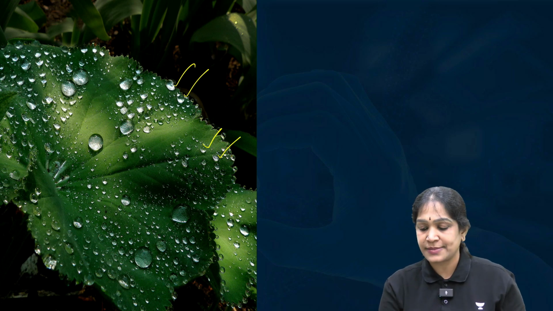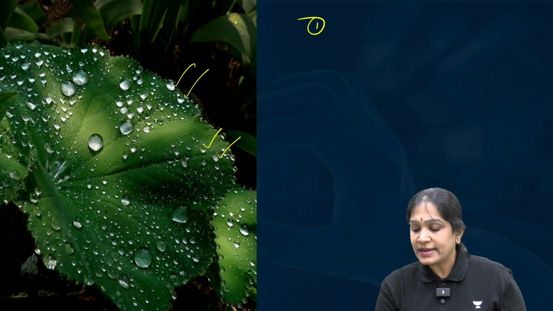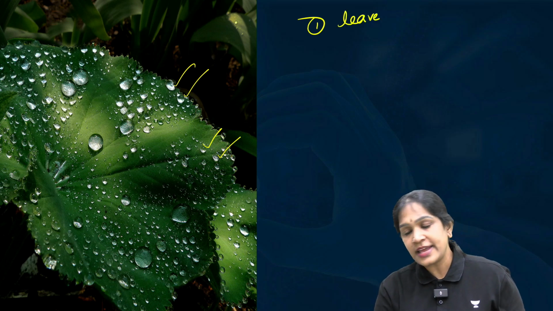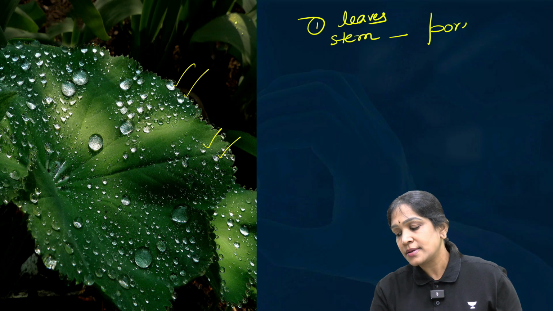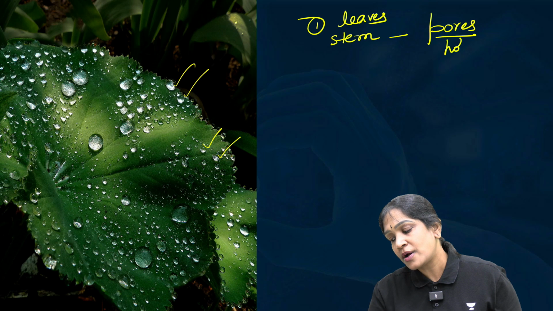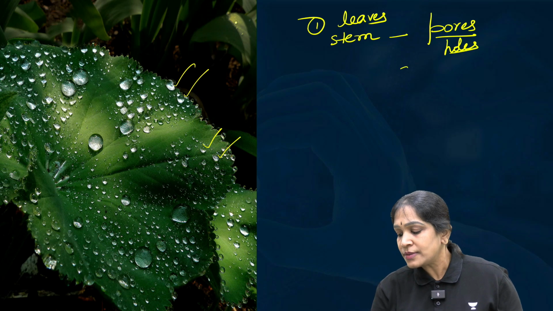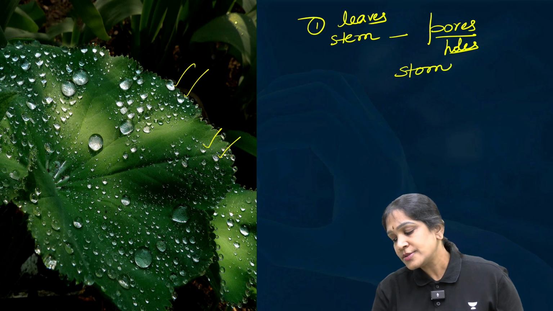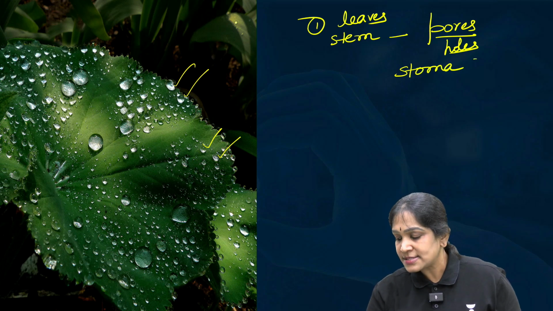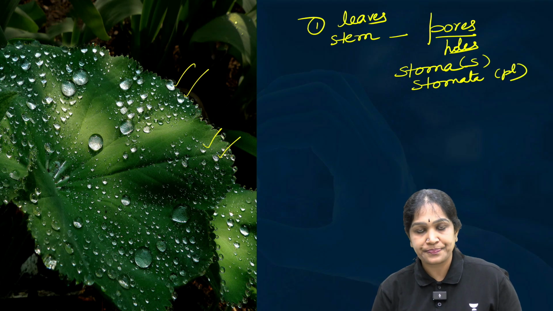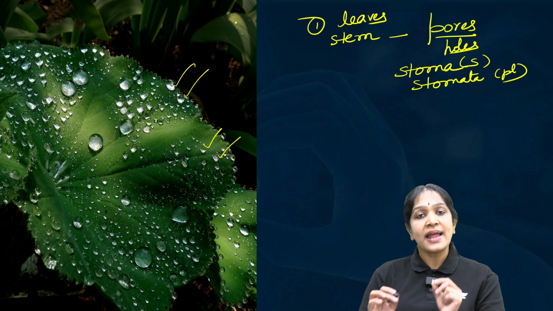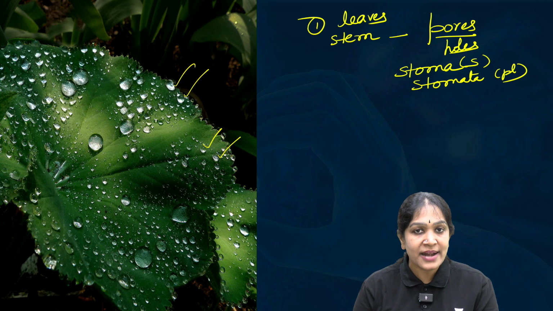For two reasons. First one, listen carefully, the leaves and the stem have some pores. Pores means what? Small holes. What are those holes called? Stoma. Stoma singular, stomata plural. These are the pores. Why does the plant have these pores called stomata?